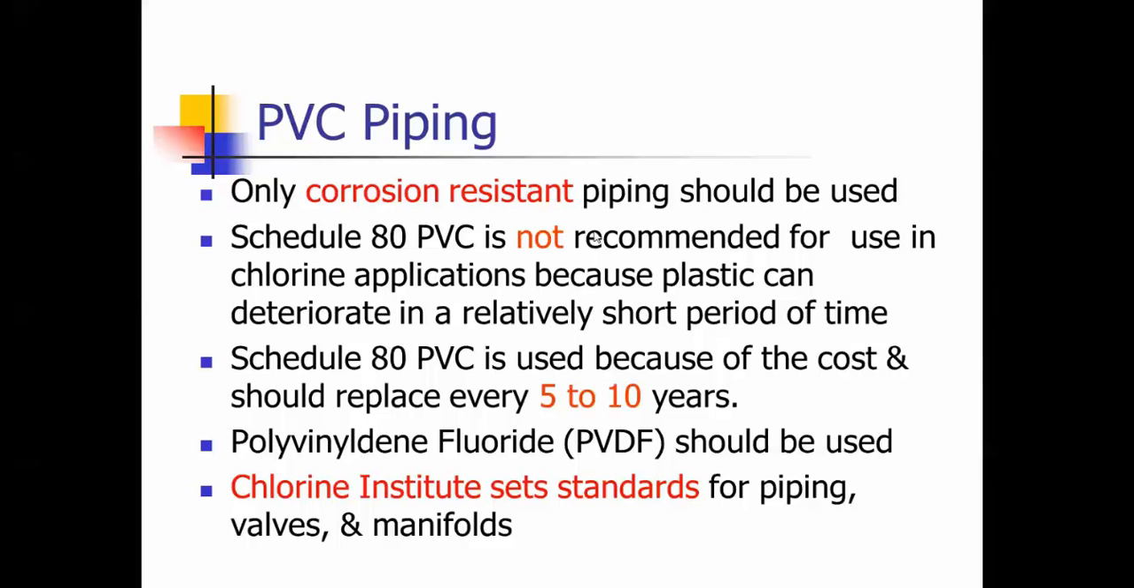PVC piping, only corrosion-resistant piping should be used. Schedule 80 is not recommended for use with chlorine. I got that from a pipe manufacturer. They say you should use this polyvinylidene fluoride type piping. You should replace Schedule 80 out every 5 to 10 years. And the Chlorine Institute sets standards for that.